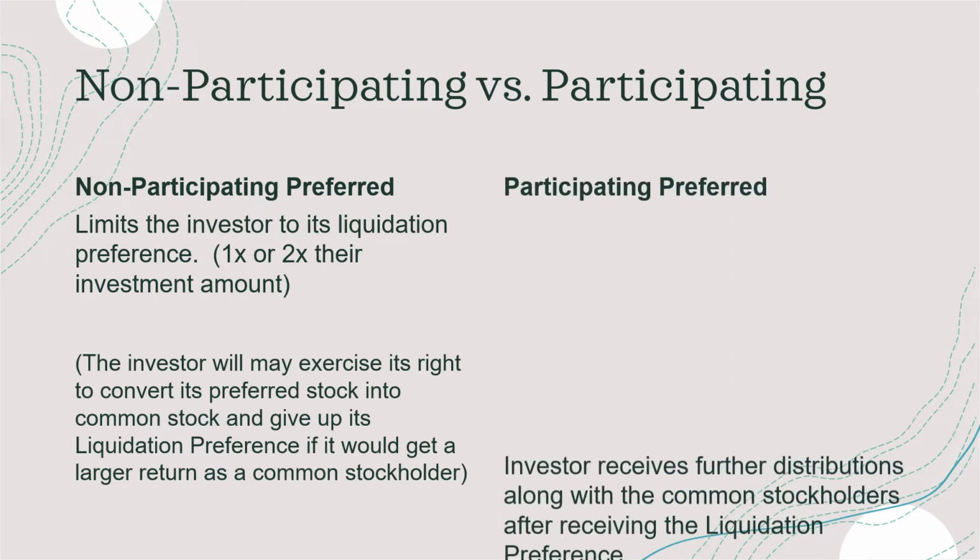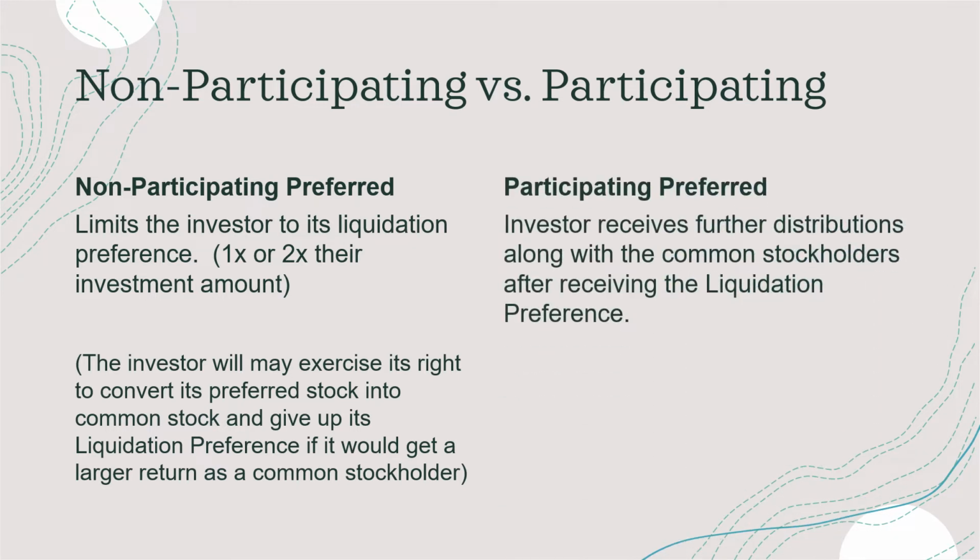Participating preferred happens when, after the investor receives its liquidation preference, it participates with common in the remaining amount of funds available for distributions. This brings the investor a much higher return on their investment and reduces the amount left over for the common stockholders.